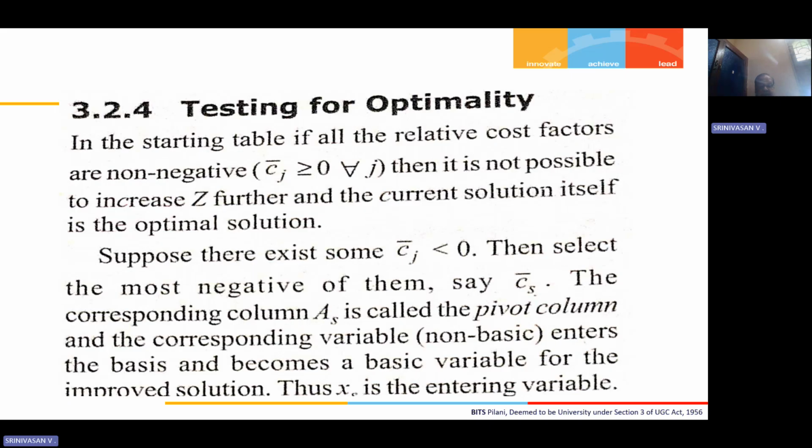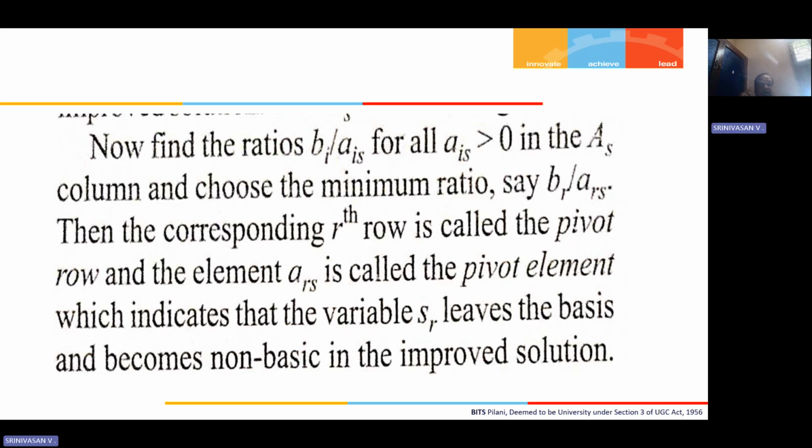Xs enters the basis and becomes a basic variable. So the non-basic variable now becomes a basic variable for the improved solution. Thus, Xs is the entering variable here. Now, to get the pivot row, you have to go for finding ratios.